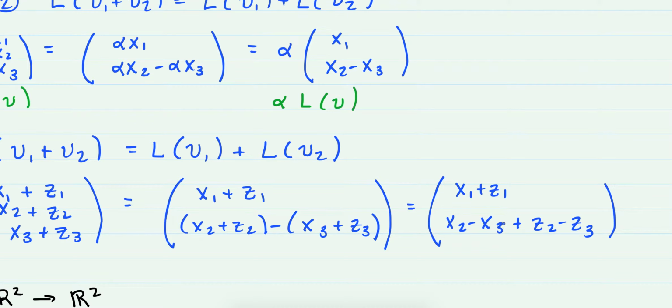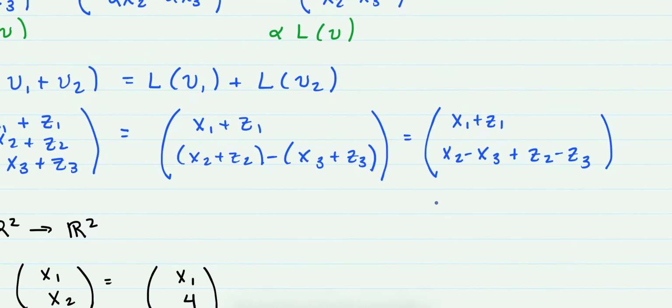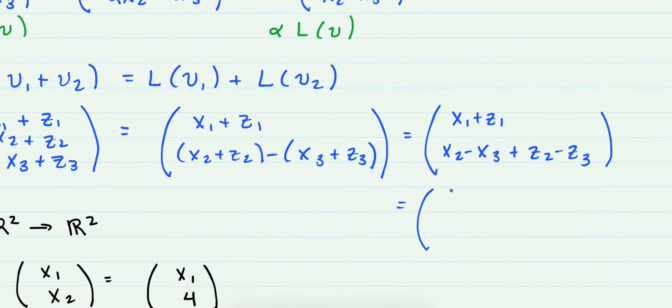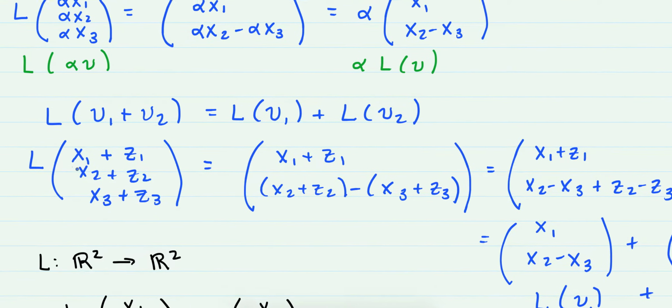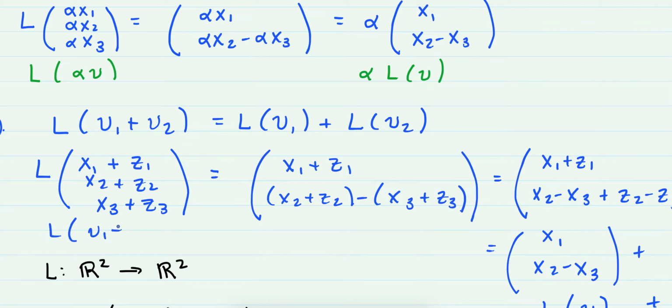Remember that you can break these vectors up into x1, x2 minus x3, plus z1, z2 minus z3. And this is precisely L of v1 plus L of v2. Because in the beginning, remember that I had this vector v1 and v2, and I said v1 was equal to this. So let me write it like this. v1 is going to be x1, x2, x3. v2 is going to be z1, z2, z3.